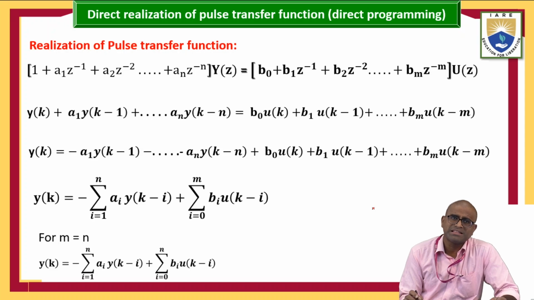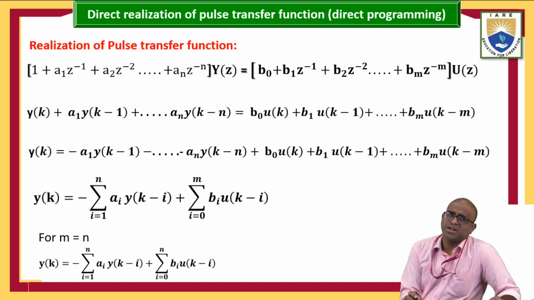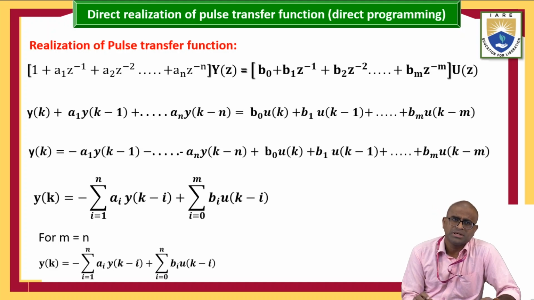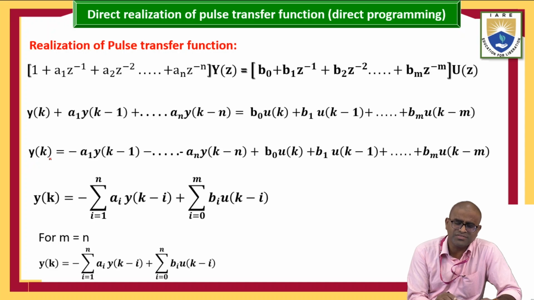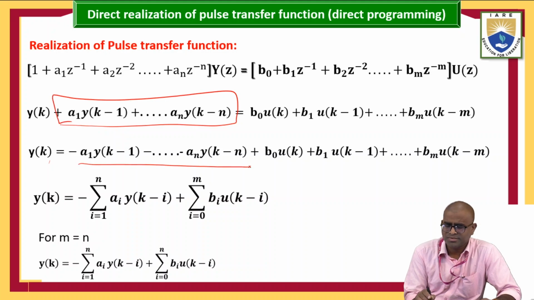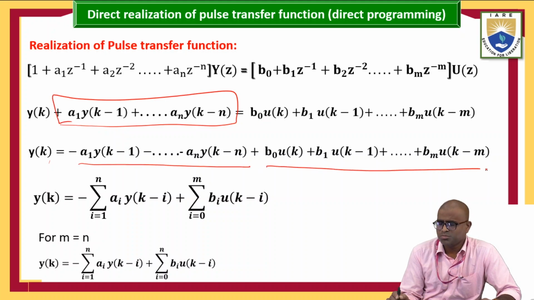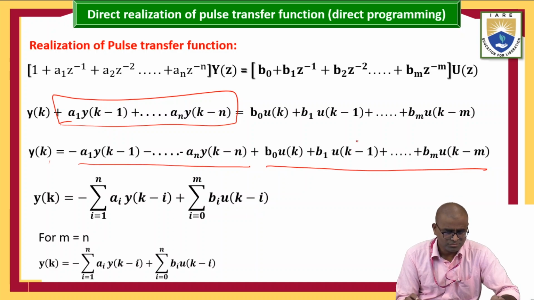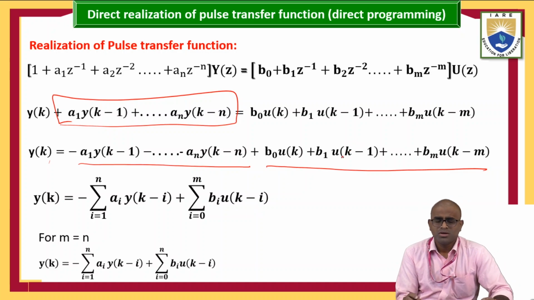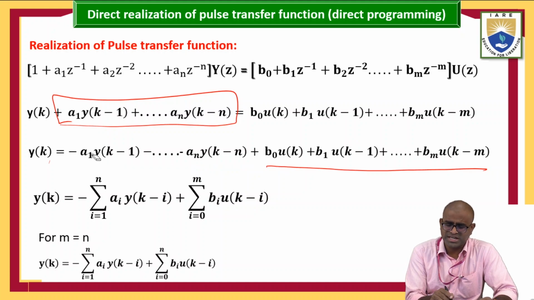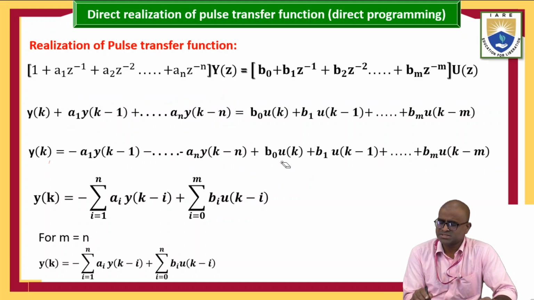For simple mathematical calculation, we require only the Y of k relation, since we are realizing the function. That's why we get Y of k. Y of k equals this negative section plus the input terminal B0 into U of k. This is the input terminal. For mathematical calculation, we apply a summation function.